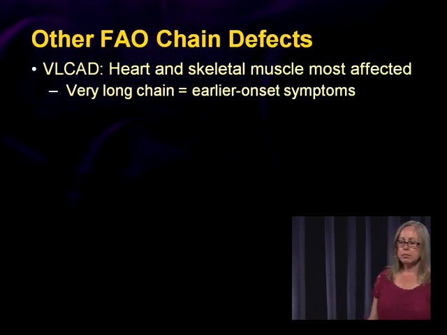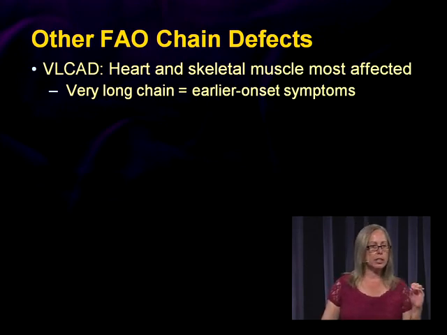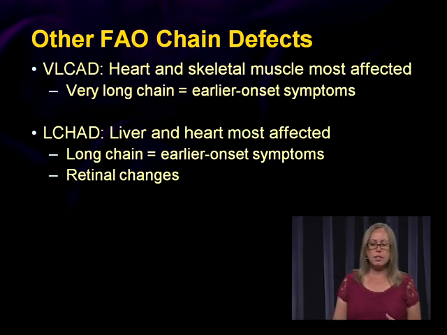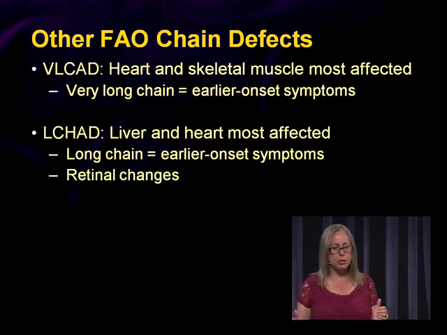Very long chain, VLCAD: heart and skeletal muscle are most affected. Because it's very long chain, you're going to see earlier onset of symptoms. Long chain, or LCHAD: liver and heart, again, are most affected because it's long chain, with earlier onset symptoms, and you can also have retinal changes.